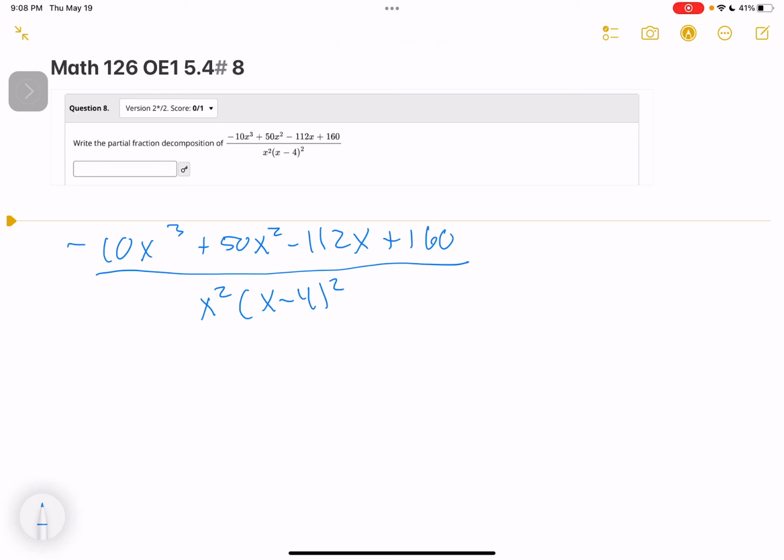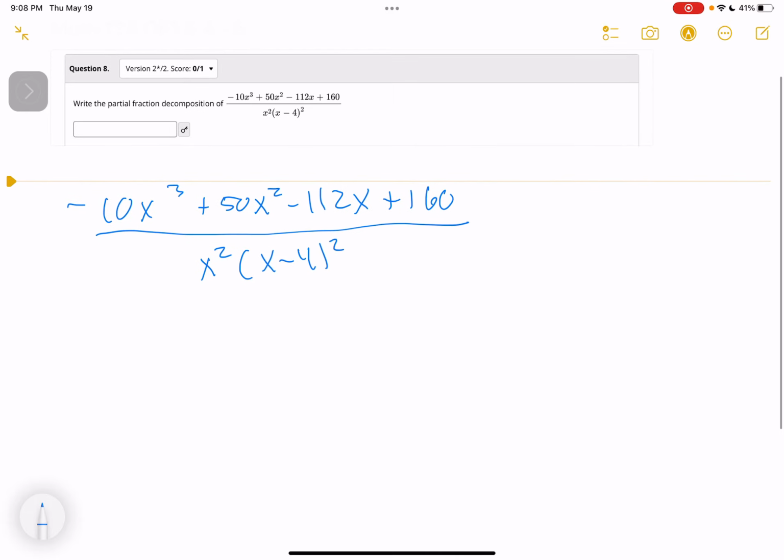For this problem, we're trying to decompose into partial fractions: negative 10x cubed plus 50x squared minus 112x plus 160. So this breaks down, and we work off the denominator. We're going to have an x as a denominator and an x squared as a denominator, and then an x minus 4 as a denominator, and then an x minus 4 squared.